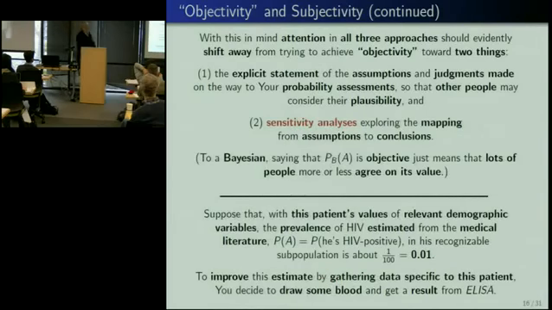And so attention, in my view, should shift away from trying to achieve something that we can't achieve toward the following two things. Firstly, the explicit statement of all the assumptions and judgments that you make on the way to your probability assessments so that other people can think about whether they're plausible or not. And secondly, a vigorous sensitivity analysis in which you explore the mapping from assumptions to conclusions by altering those assumptions and judgments and seeing how much the altering of them matters.